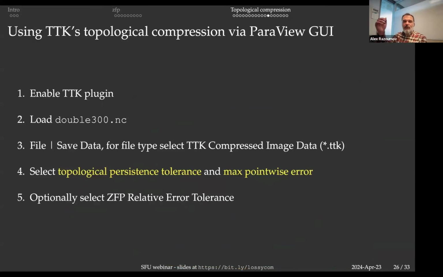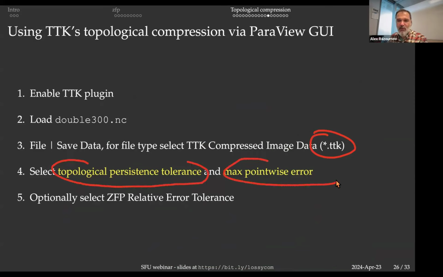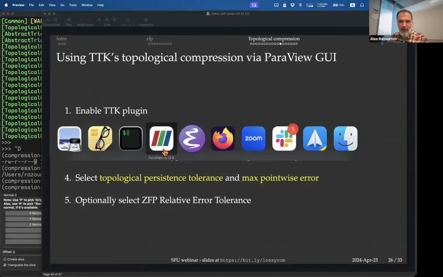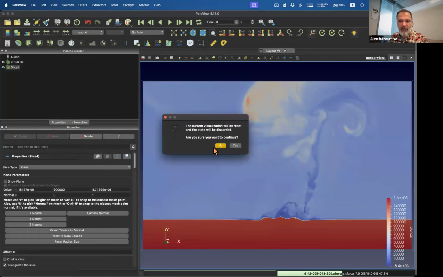So how does it work in the GUI? Well, in the GUI, very easy. You simply load the file again, and then you try to save it: go to File, Save, and then you try to enable TTK compression, right? And then you specify these two numbers, topological persistence tolerance and maximum point-wise error. So let me start from scratch.